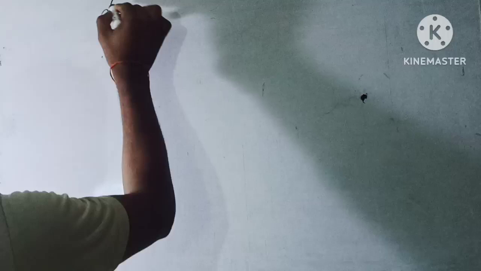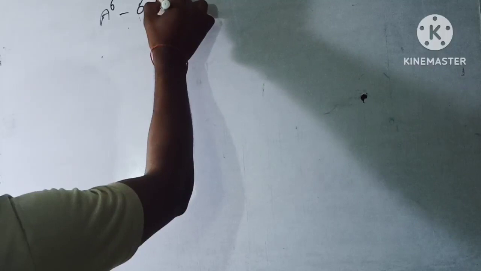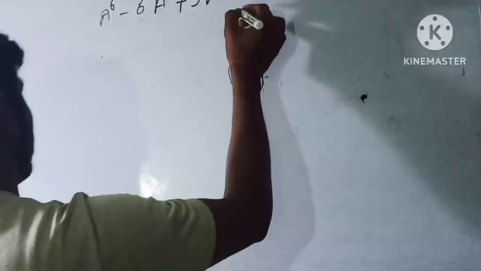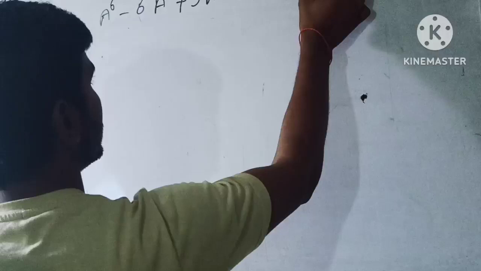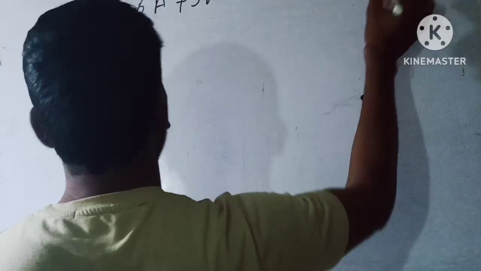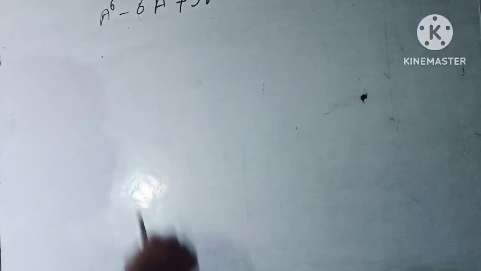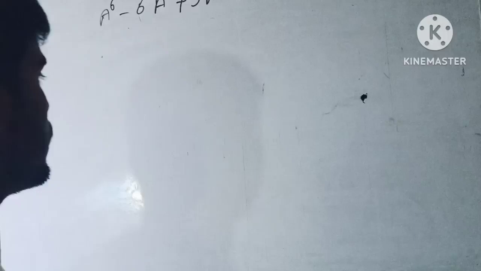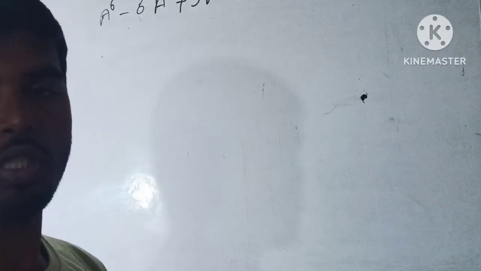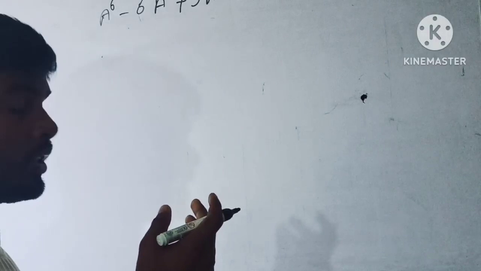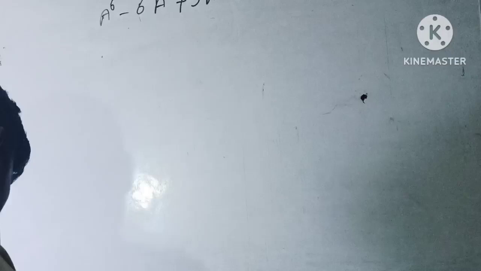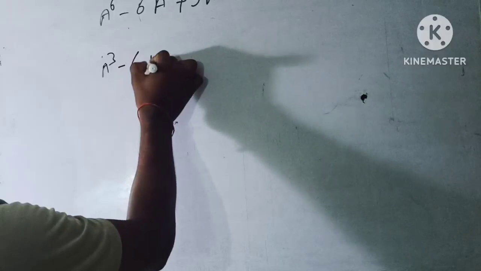Now we will find the value of A to the power 6 minus 6 into A to the power 5 plus 9 A to the power 4 minus 2 A cube minus 12 A square plus 23 A minus 9 I, right? Now we will find the value of this expression by using the Cayley Hamilton theorem, right? So we will recall the characteristic equation. What is the characteristic equation of that matrix? It is equal to A cube minus 6A square plus 9A minus 4I, right?